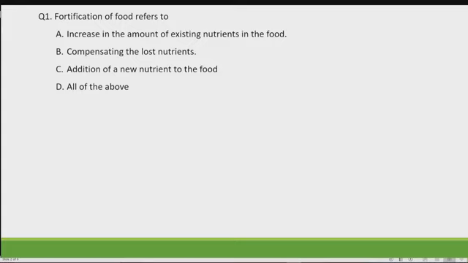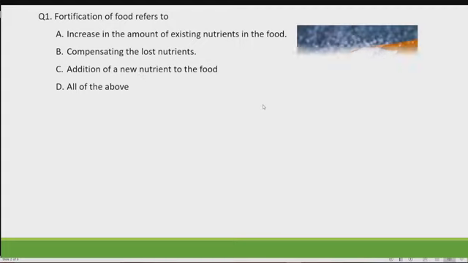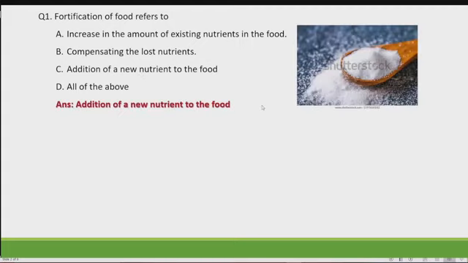So if you have studied the definition for food fortification, you will know it is the addition of a new nutrient to the food. We will not merely increase the nutrient already present in the food, nor compensate for lost nutrients; that is not fortification. Adding a nutrient that is not there, to increase the nutritive value of the food, is fortification. So the answer will be addition of a new nutrient to the food.